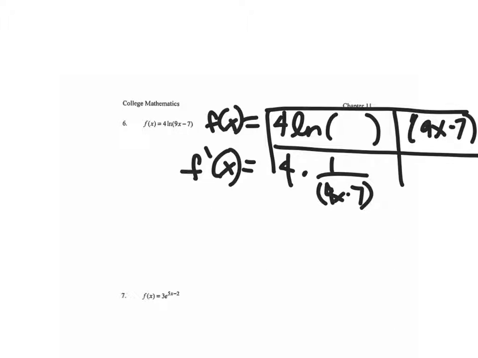Okay. Now, differentiate 9x minus 7. It's just 9, isn't it? The derivative of 9x is 9. The derivative of negative 7 is 0.